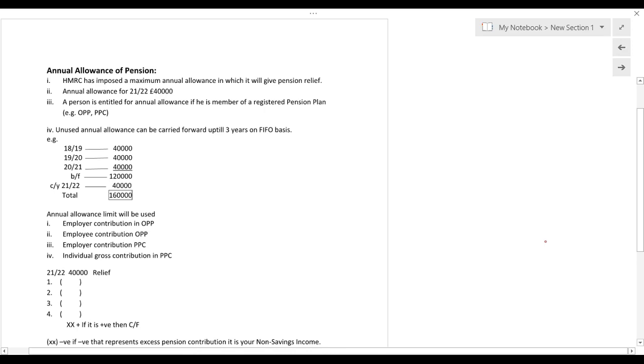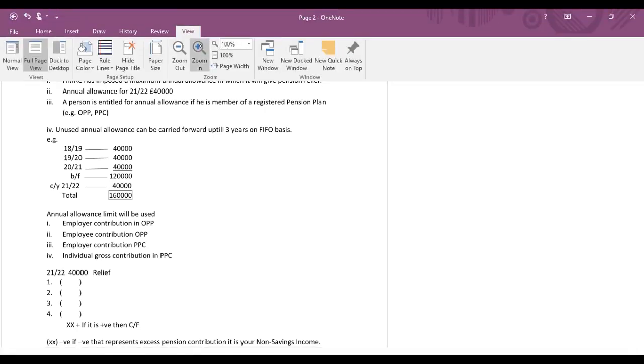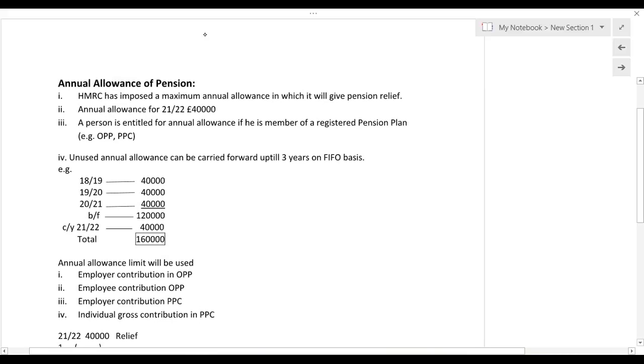Okay, now let's move ahead. Let us discuss one more concept. What is that? Another concept which we are discussing is, what is the limit of contribution in pension plans? How much can an individual contribute in a pension plan? The answer to this is you can contribute as much as you want.